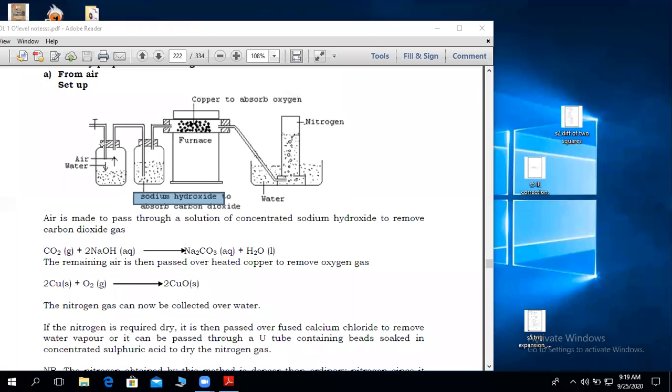So the sample of air which contains majorly carbon dioxide, nitrogen, and oxygen is first passed through sodium hydroxide, and sodium hydroxide absorbs carbon dioxide. Then copper absorbs oxygen. What does that mean? It means if oxygen and carbon dioxide are removed, you'll be remaining with nitrogen, which is collected over water.